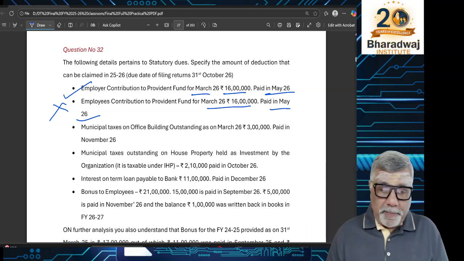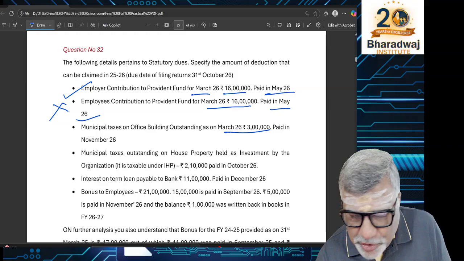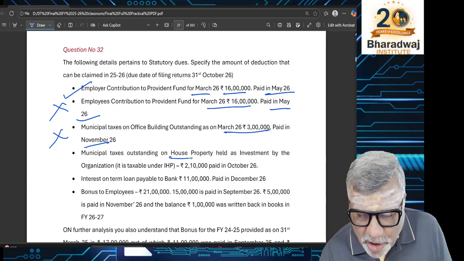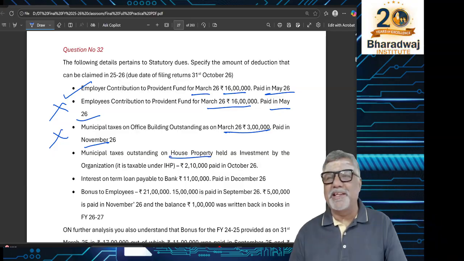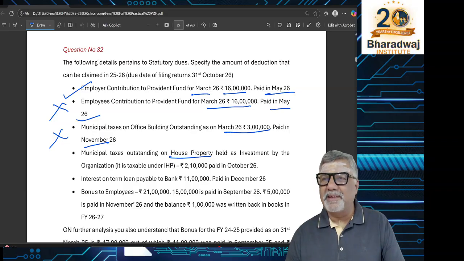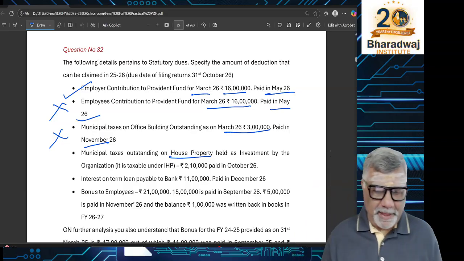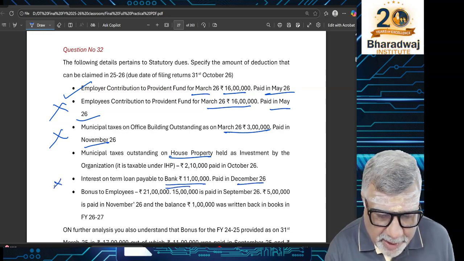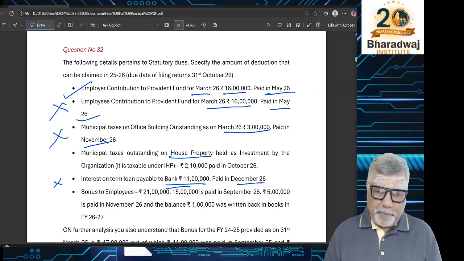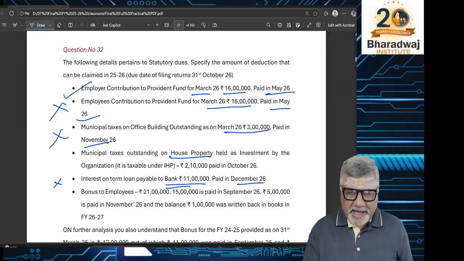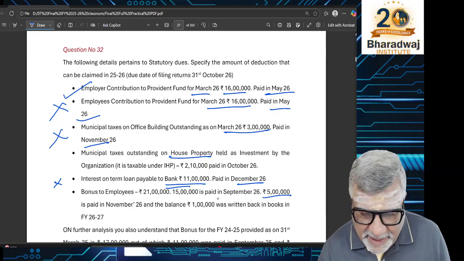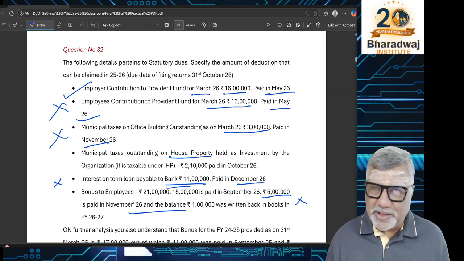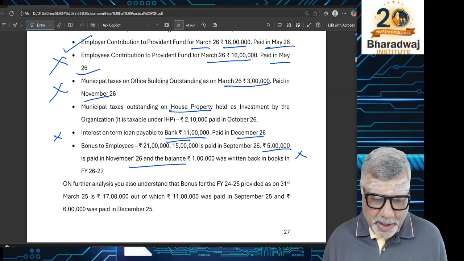Municipal taxes on office building outstanding, paid in November, you cannot claim. Municipal taxes on house property will never be entering this chapter. It is dealt with in the house property chapter. Interest on term loans to bank, 11 lakh paid in December, you cannot claim. Bonus to employees 21 lakhs, 15 lakhs paid in September. Balance 5 lakhs and 1 lakh, you cannot claim. You might write it back in 26-27. That's for books of accounts. For income tax, you cannot claim.